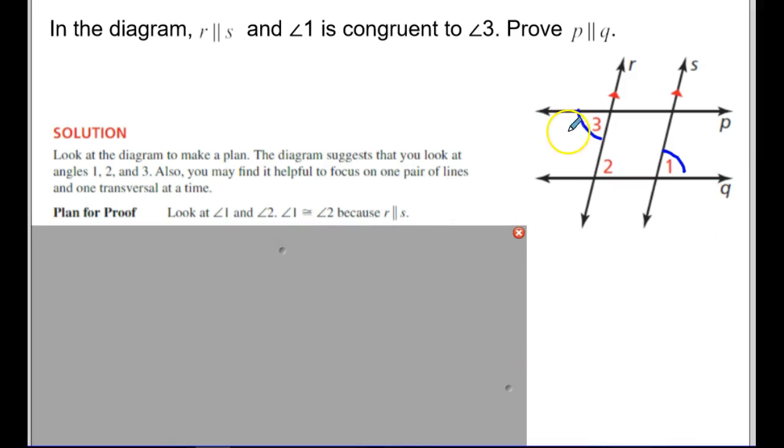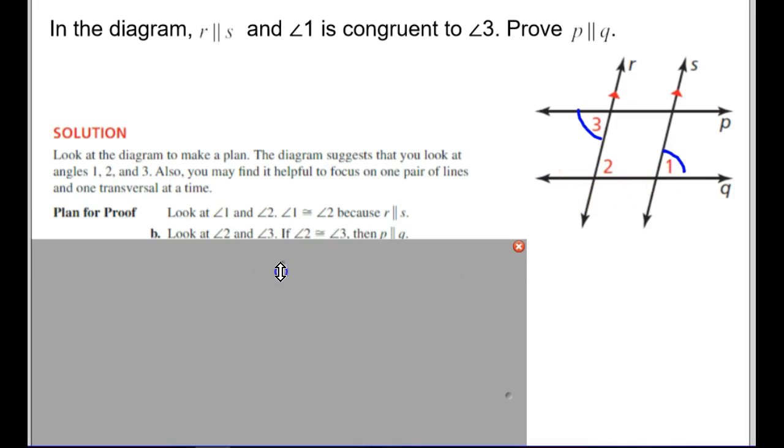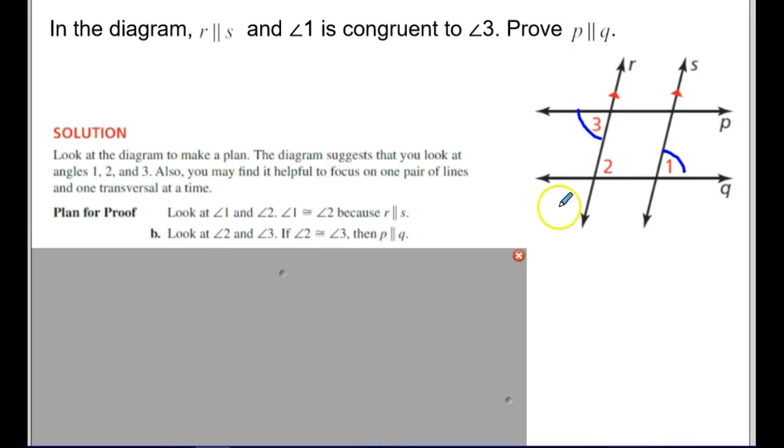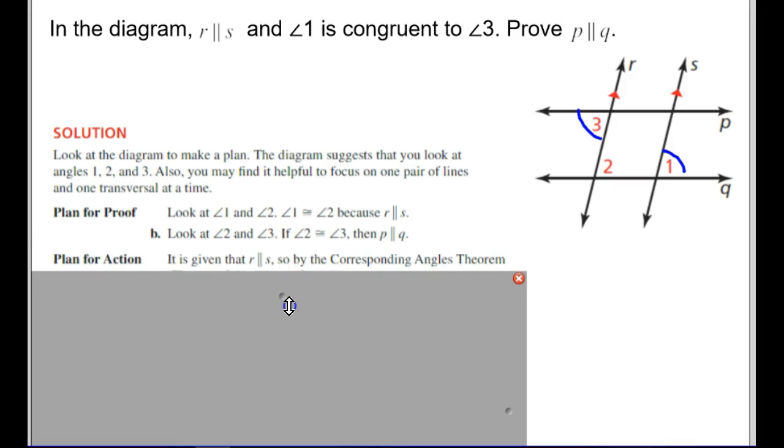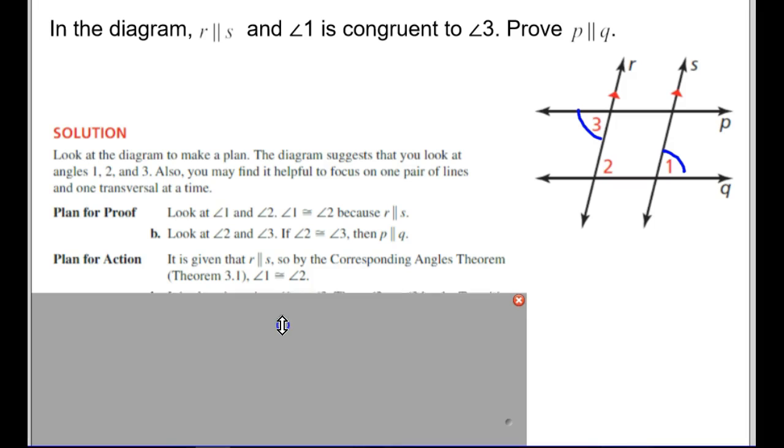Okay, so I'm looking at 1 and 2. If we're looking at R and S, and we're told that those are parallel, then 1 and 2 are going to be congruent because they are corresponding angles, right? Q is my transversal here, so I know that they are congruent. Now if I look at this group over here, I can see that I have 2 and 3. If 2 and 3 are congruent, they'd be alternate interior angles, then I know that P would be parallel to Q. Now I can see that I have a plan. I need to prove that 2 and 3 are congruent in this case.